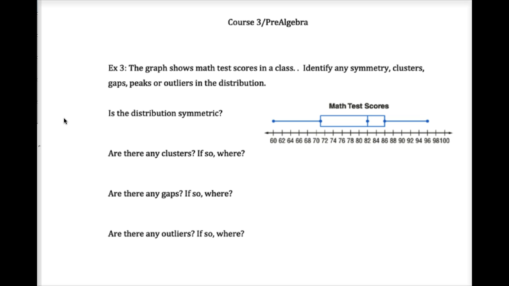Here's, Jack. Hey guys, here's a graph showing your map scores from your last test. Oh God, I just made that up. All right. Identify any symmetry, clusters, gaps, peaks, or outliers in the distribution. What kind of graph is that they're giving you the information?